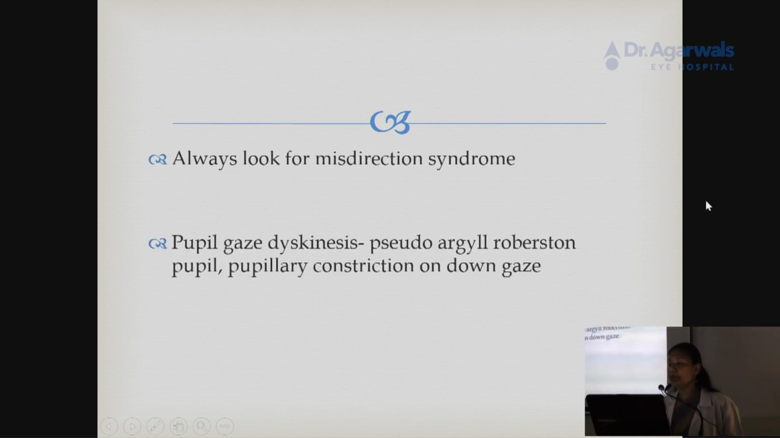And always look for misdirection syndrome. We think that it is not very common, but actually it's very common. You have to look for misdirection syndromes. So what is misdirection syndrome? When the nerves regenerate, there could be a misdirection within the nerve itself. So it could lead on to a pupil gaze dyskinesis, which is a pseudo-Argyll Robertson pupil, or pupillary constriction on down gaze.